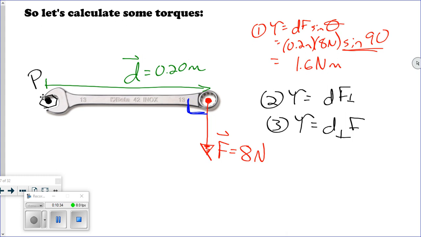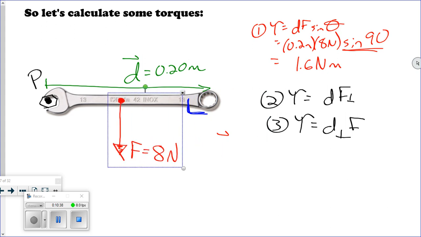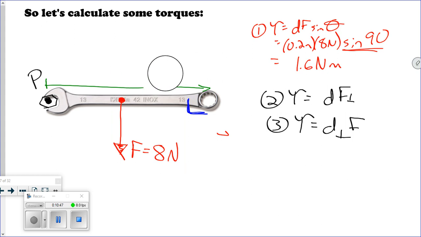Now, what if the force had not been applied all the way at the end of the wrench? What if the force was applied, say, halfway down the wrench? Well, then the calculations are exactly the same, except your lever arm is now shorter, right? That would just shorten your lever arm down to 0.1 meters or whatever, okay? So your lever arm is not always the full length of the object. It's simply the distance from your pivot point to where your force is applied, okay?